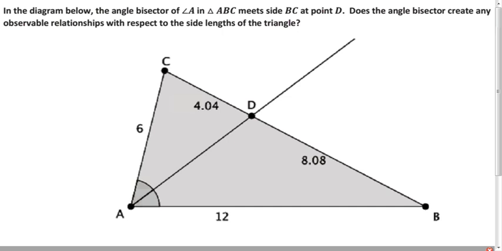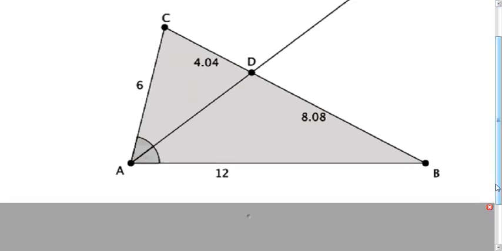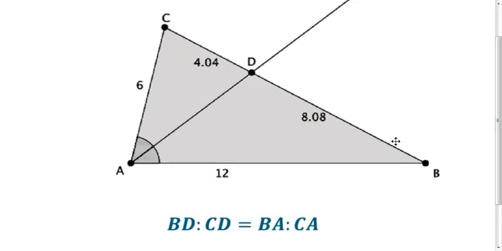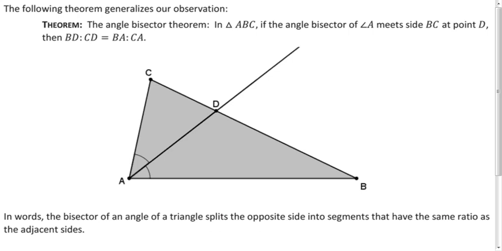So here's an example that has an angle bisector, and it has lengths measured here for us. What do you notice is special about those lengths? What relationships do you see there? Well, one relationship is that if you divide BD by CD, that's 2. And that's equal to what you get if you divide BA and CA, that's also 2. And that's important because that is an example of our big theorem for today, the angle bisector theorem.